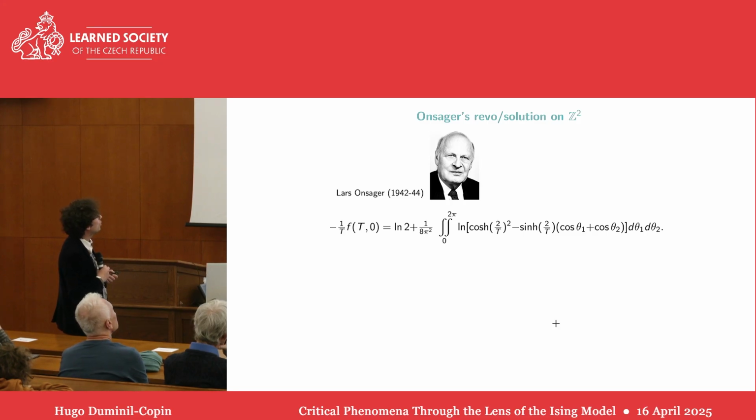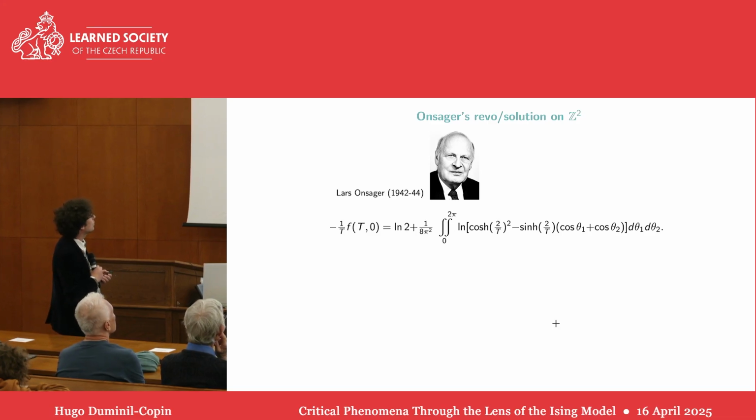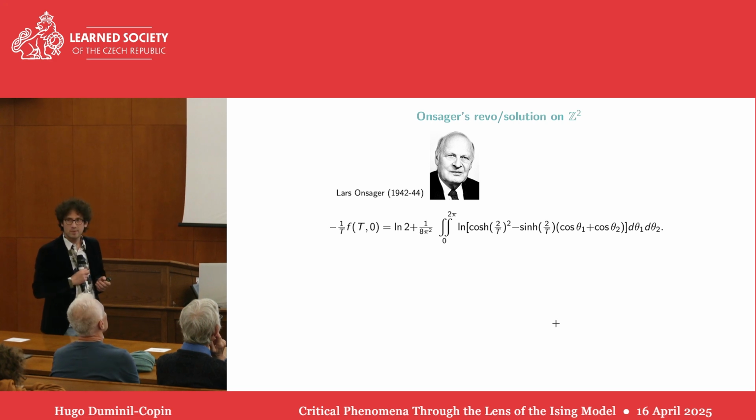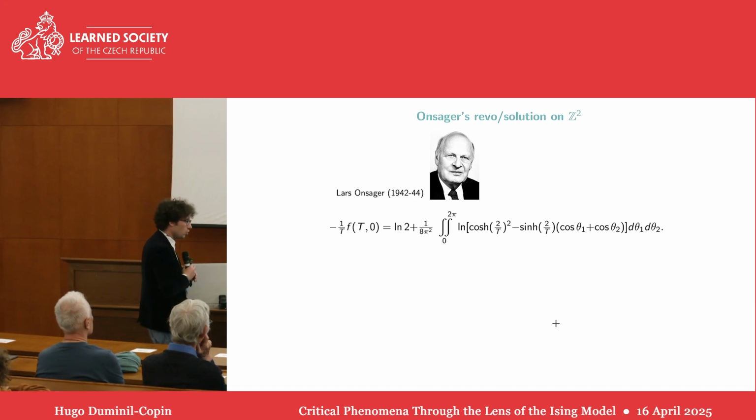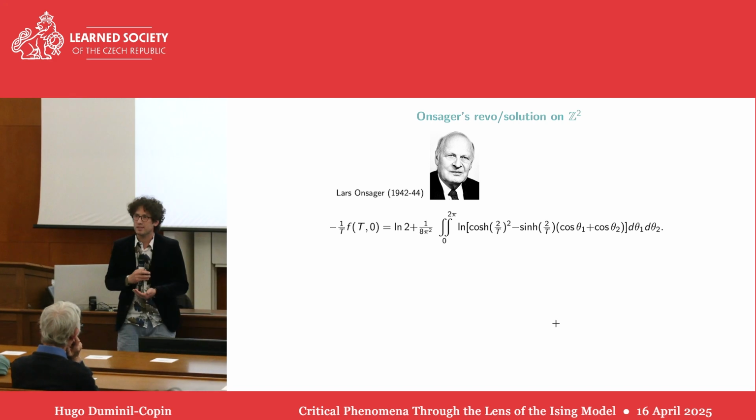And what he did is the following. So on Z^2, so the two-dimensional system, he computed, this is the formula, he computed the free energy of the system. So what's the free energy? It's another observable of the system.